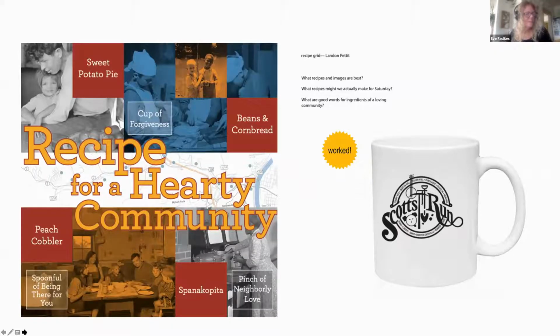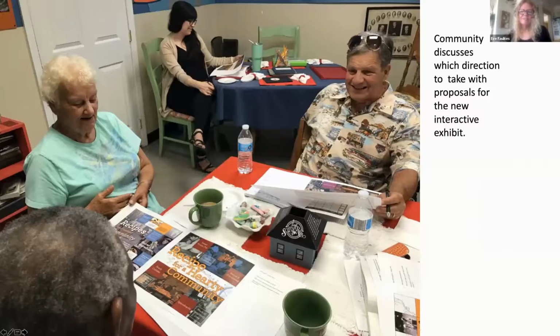A second offering was an interactive exhibit that would invite people to see and taste recipes, including the recipe for a resilient community that they were part of. Cups of the more soupy ones could be purchased. Next. Two ideas were presented and then modified by the community. Next.